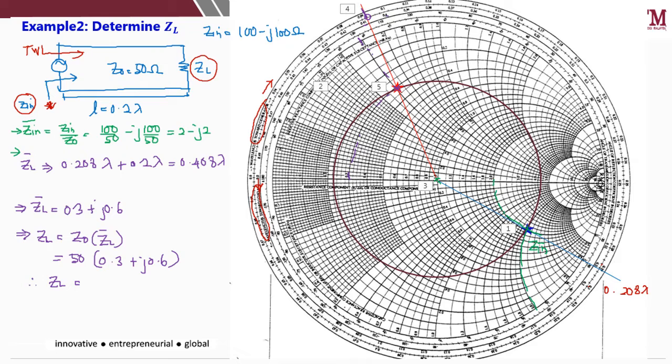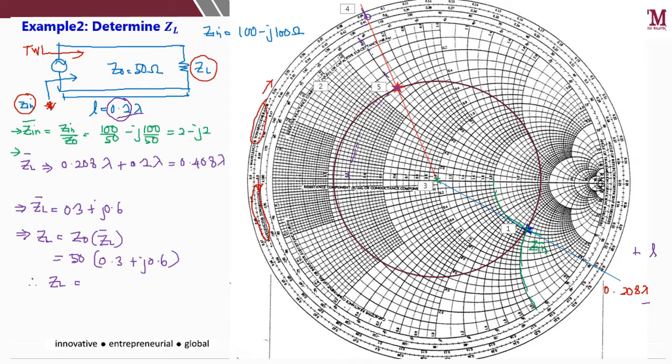Okay, let's refer to the earlier example. So in previous example, the length of the transmission line is 0.2. So in this case we determine ZL, so we know Zin. So to get the ZL position, the current position of Zin is 0.208, and then we plus the L, then we get the position of your ZL. So in this case the L equal to 0.2 lambda.